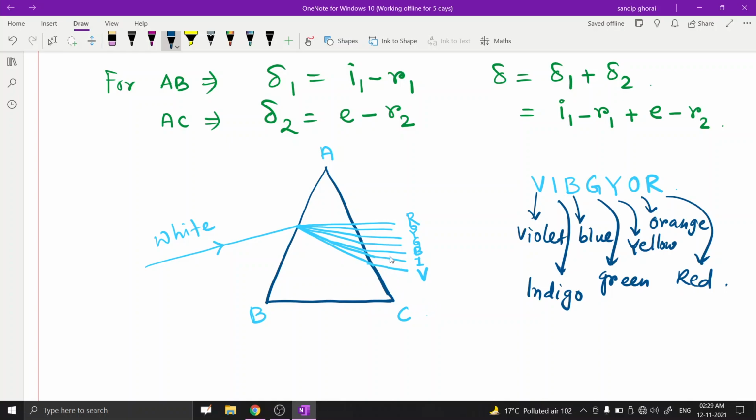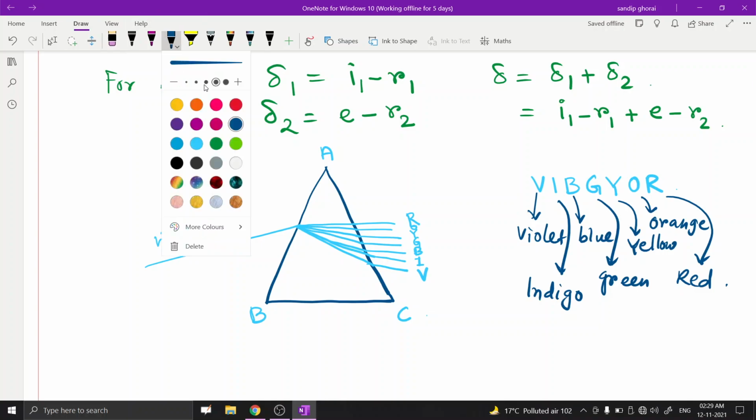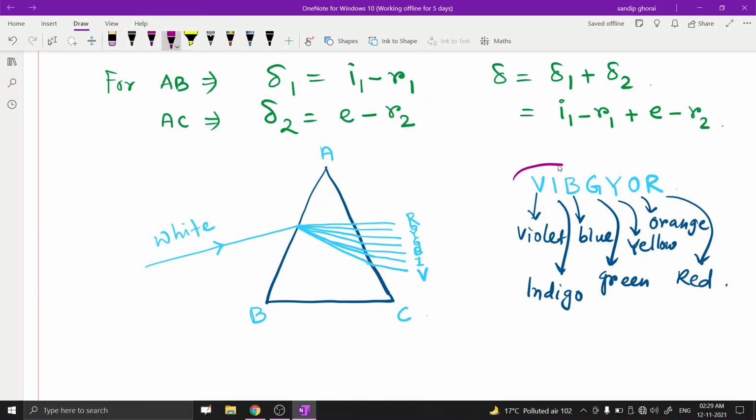This was first studied by Sir Isaac Newton in 1666. Sir Isaac Newton at first studied this phenomenon, which is called dispersion of white light by a glass prism, and this band of 7 colors is called spectrum.